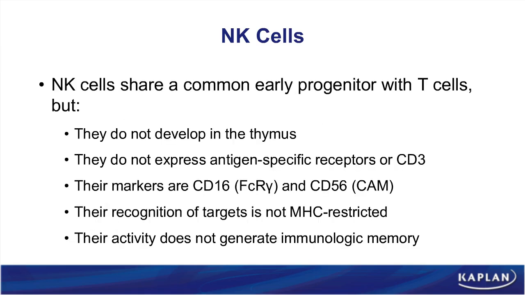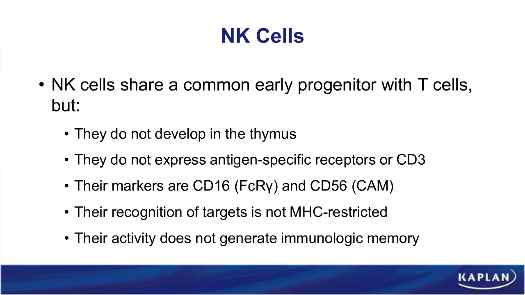Recall from chapter 2 that natural killer cells develop from that common lymphoid progenitor cell with T cells and B cells. So they share a progenitor, but you don't want to ever get them confused with part of the adaptive immune system. They are not T cells. They do not develop in the thymus. They do not express CD3. Their specific markers that we're going to use to enumerate them or find them in the blood are CD16, which we already talked about as the Fc gamma receptor, and CD56, which is a cell adhesion molecule.